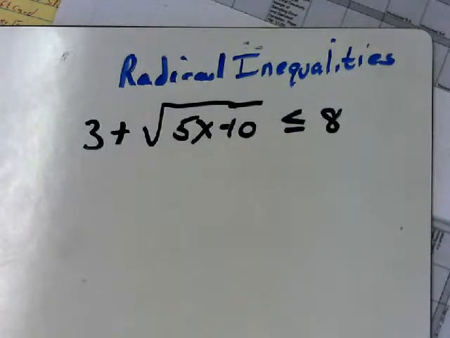What's the difference between that and an equation? The less than sign or the greater than sign or something like that, right? That's what makes it an inequality. 3 plus the square root of 5x minus 10.